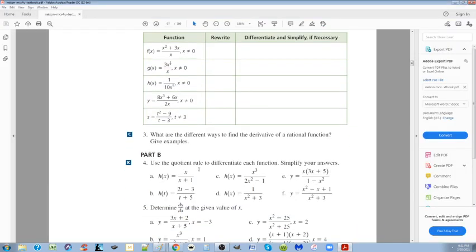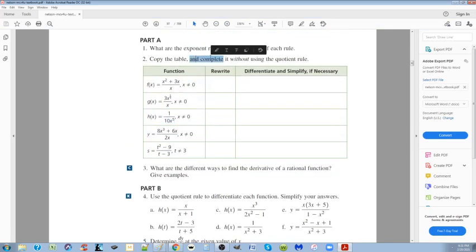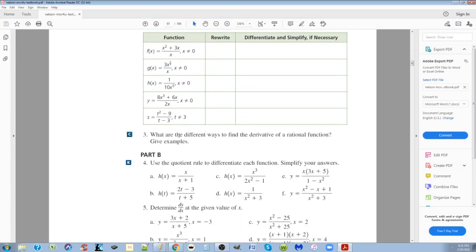Don't know why they did that. And then they said, what are the different ways to do that? Well, simplifying is above. The product rule that I did, where I made the exponent negative, or use the quotient rule.